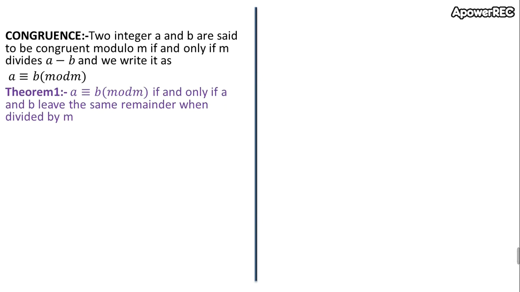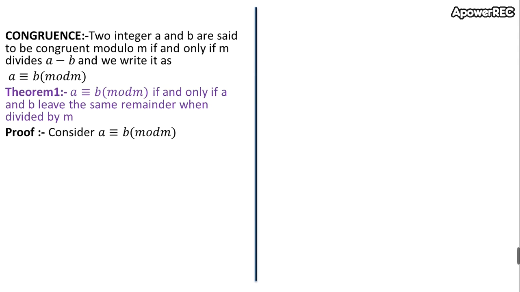Now come to some theorems on congruences, basic theorems. Under that, theorem 1: a is congruent to b modulo m if and only if a and b leave the same remainder when divided by m. That means if we divide a and b by m and they leave the same remainder, then we say a is congruent to b modulo m. Let's see the proof of that statement.